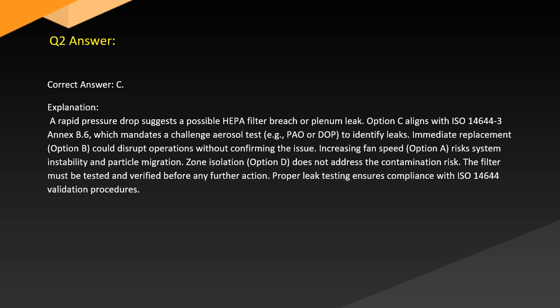Immediate replacement, option B, could disrupt operations without confirming the issue. Increasing fan speed, option A, risks system instability and particle migration. Zone isolation, option D, does not address the contamination risk. The filter must be tested and verified before any further action. Proper leak testing ensures compliance with ISO 14644 validation procedures.